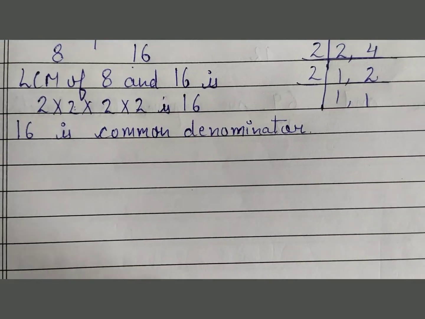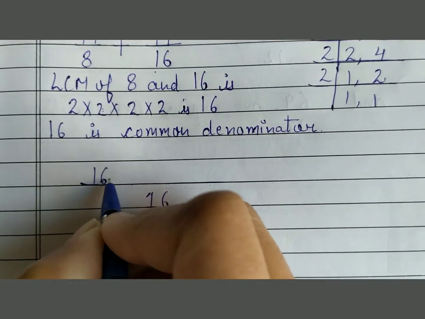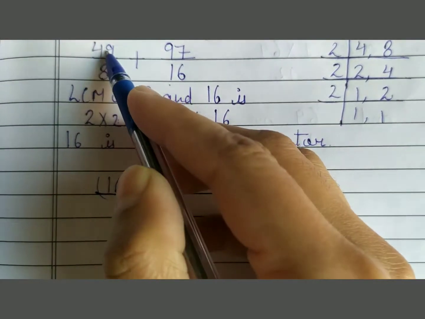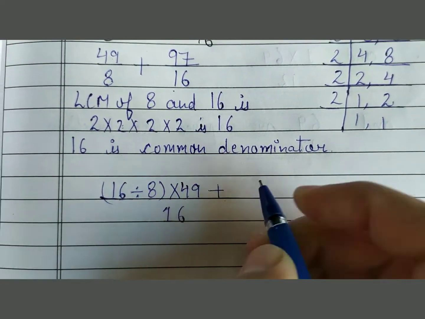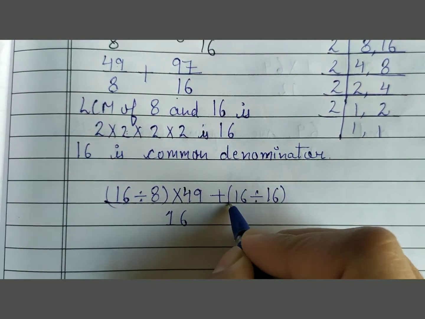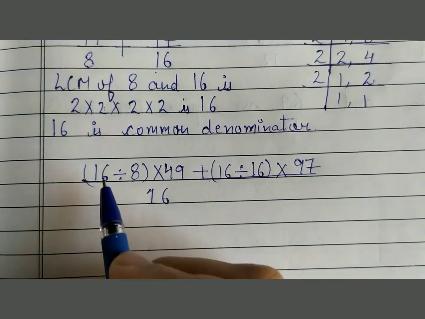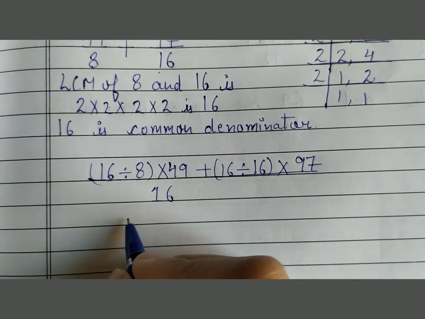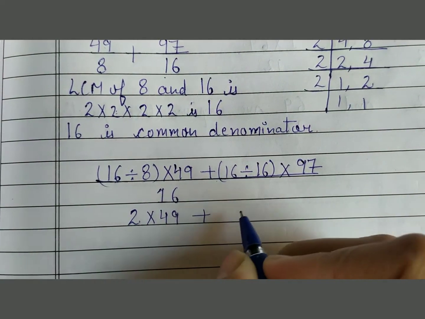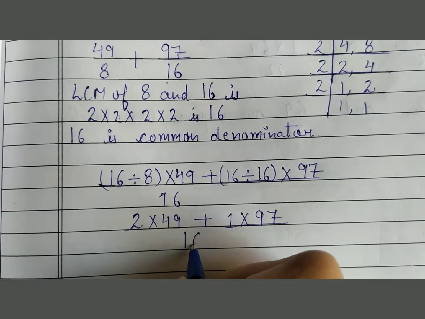Okay. Write 16 as a denominator. Again write 16 divided by 8, multiply by 49. Add. Again write 16 divided by 16, multiply by 97. Okay, 16 divided by 8 is 2, multiply 49. Add 16 divided by 16 is 1, multiply 97 upon 16.